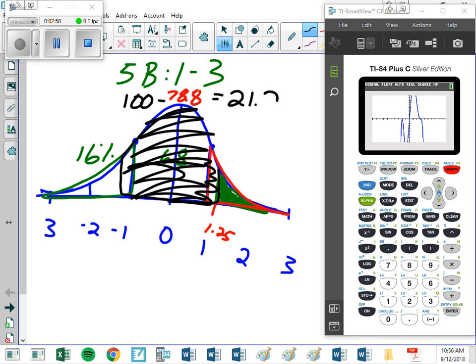What does 21.2 tell me? That's how much is to the right of that central area and to the left of the central area. So I divide that by 2, and I get 10.6 is this. Does that seem reasonable? Yes, because it's below 16. Okay.